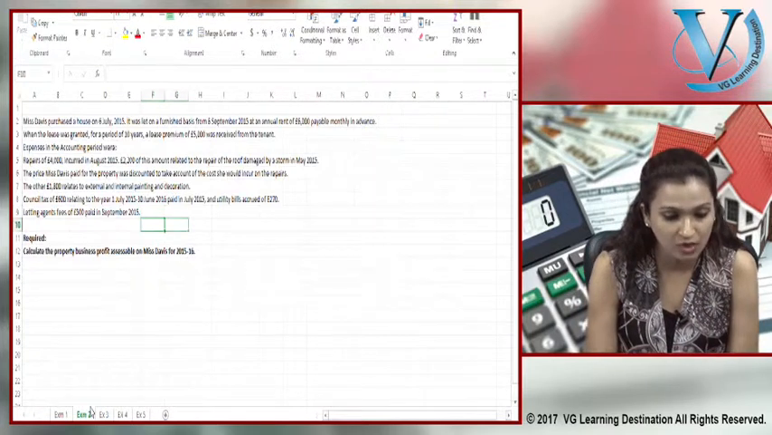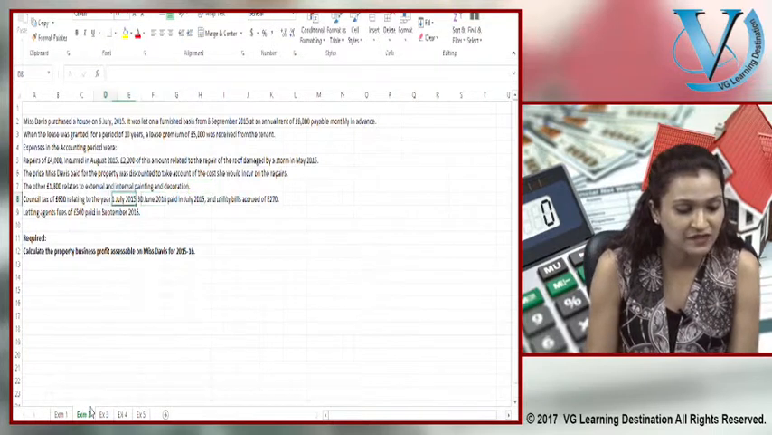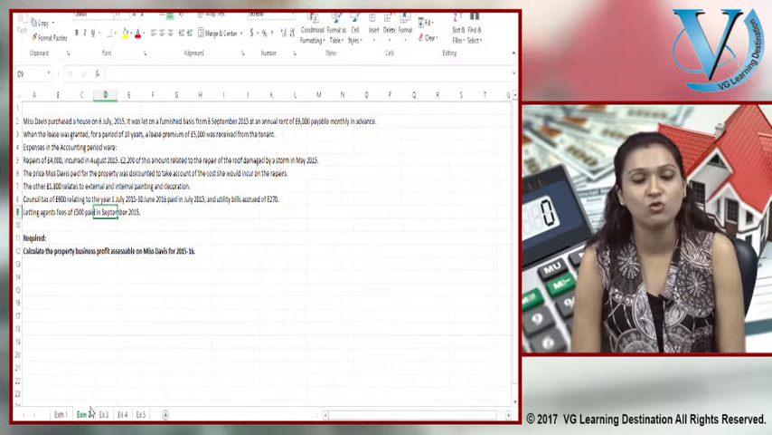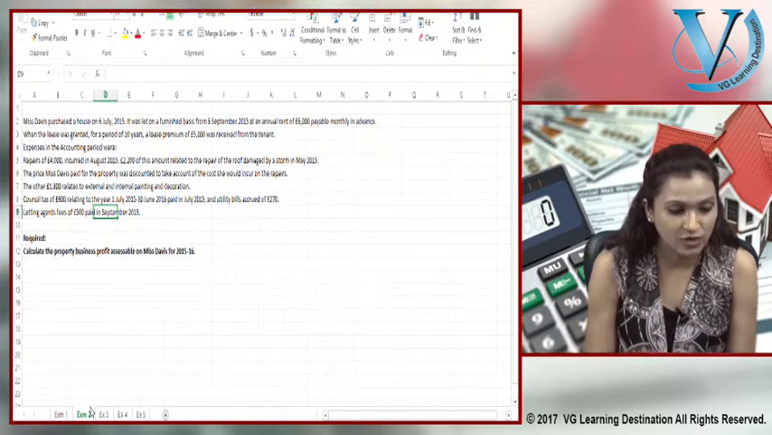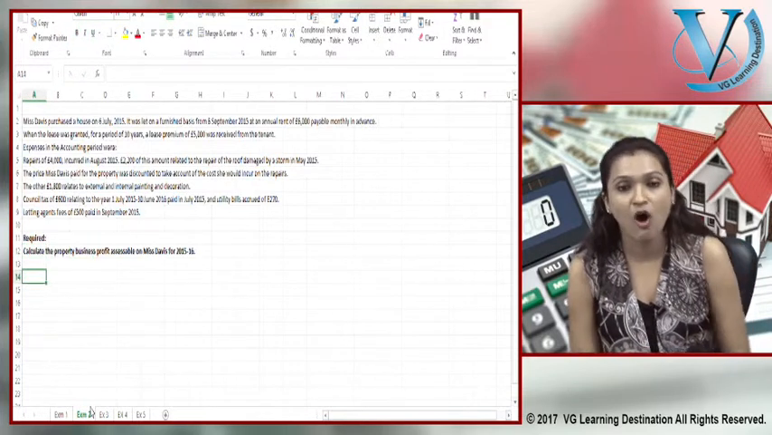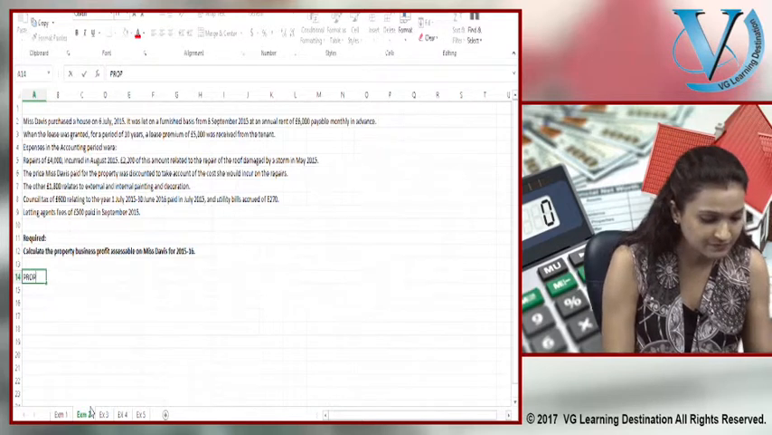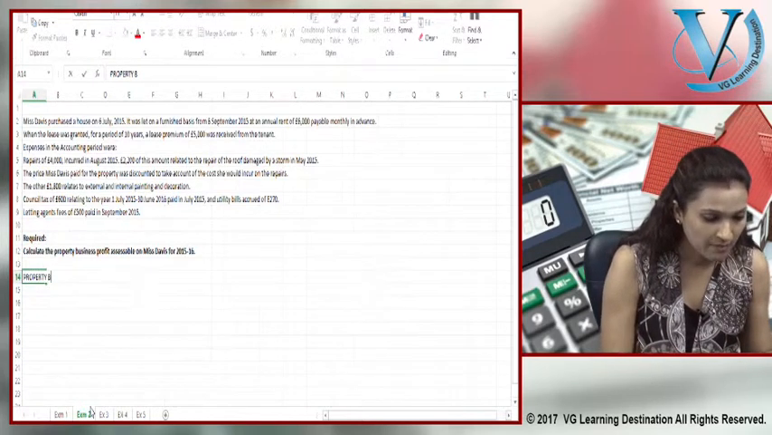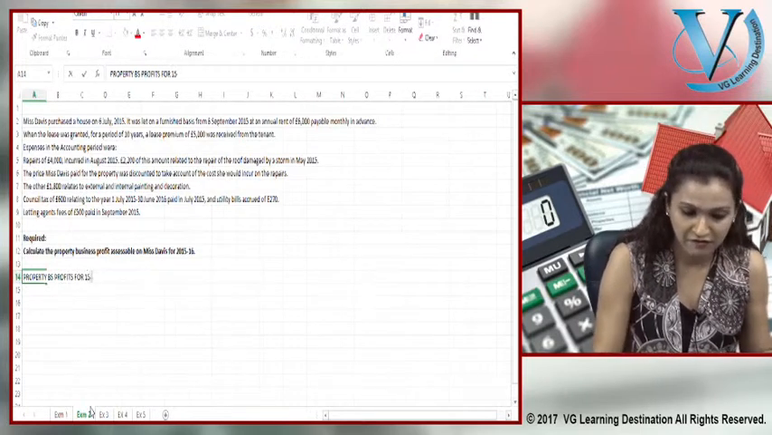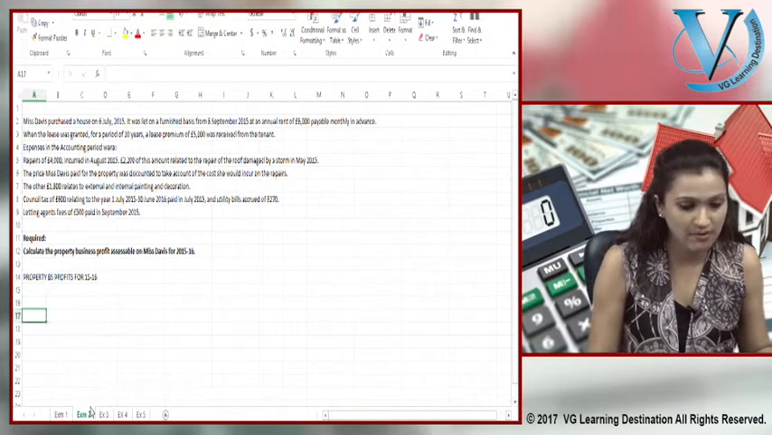And utility bills accrued to 270 definitely will be allowed. Letting agent fees of 500 again will be allowed. It is paid in September 2015. Calculate the property business profits assessable on Mr. Davis for 15-16. So let's have a look at property business profits for 15-16. How much does it come out to be?